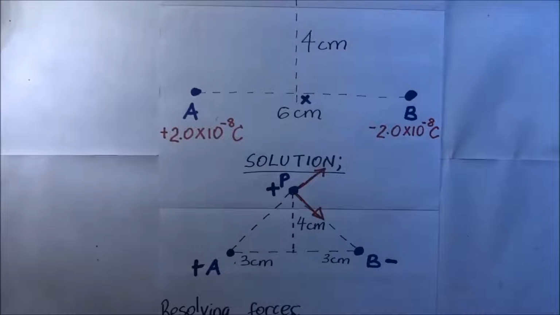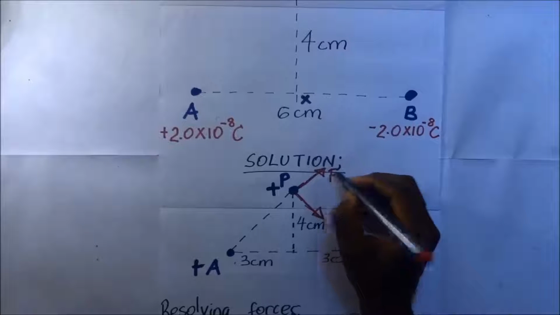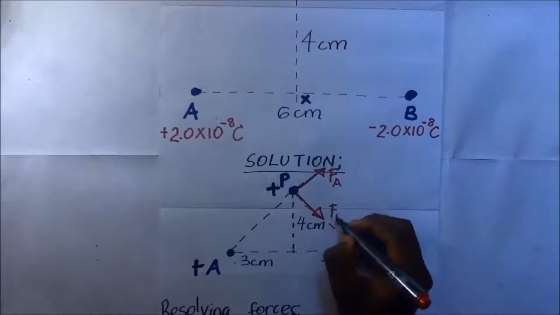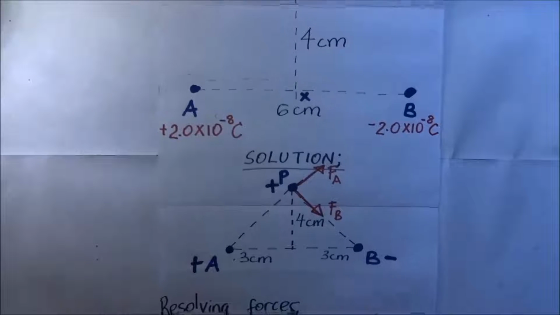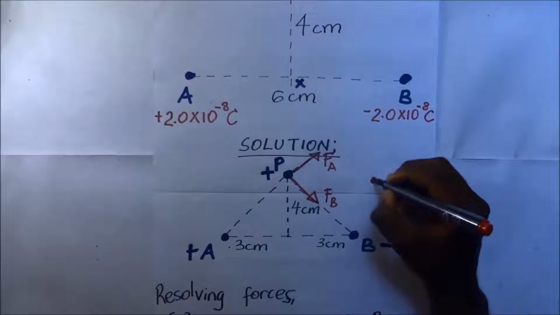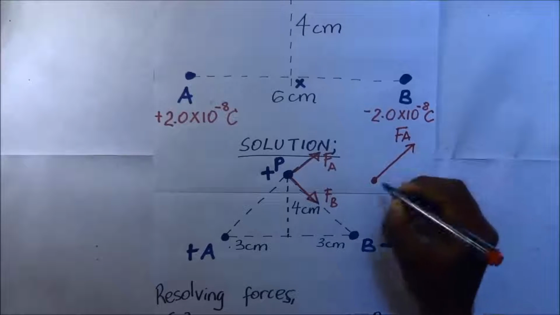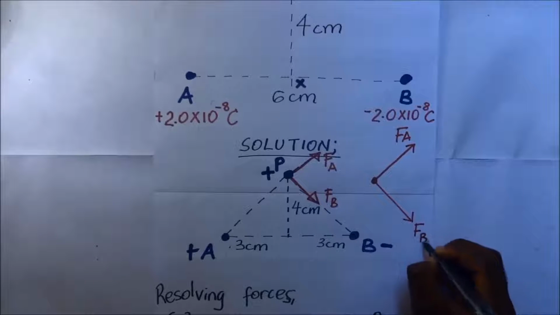So you find that charge P is experiencing two forces. We have a force due to A, and here we have a force due to B. So overall, if we isolate charge P, it comes out like this. There is a force due to A, and there is a force due to charge B.